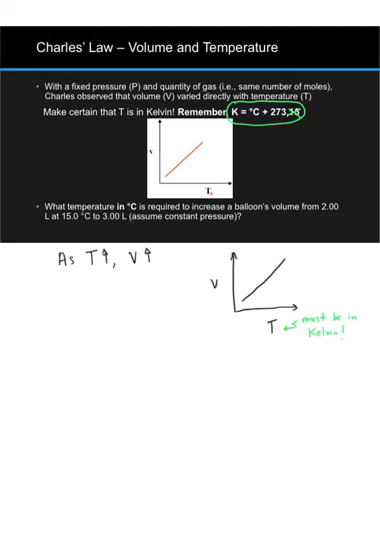Because in Charles' law, the relationship between volume and temperature is direct. It's a straight line. And a straight line has an equation that looks like this. The volume on the y-axis is equal to the slope of a straight line, which is a constant value, multiplied by whatever's on the x-axis, the temperature. Here, the intercept is 0, which reflects the absolute zero temperature.